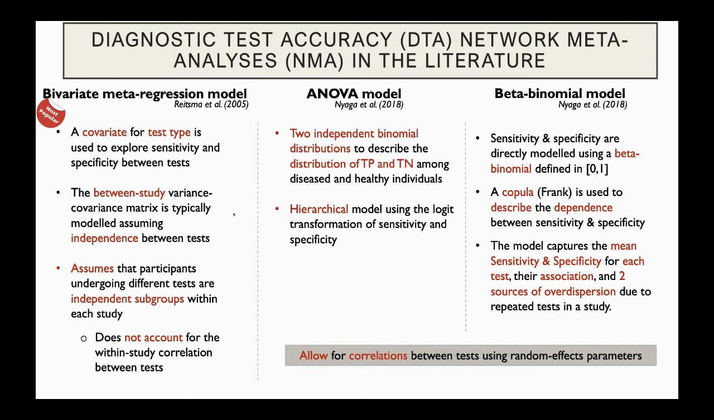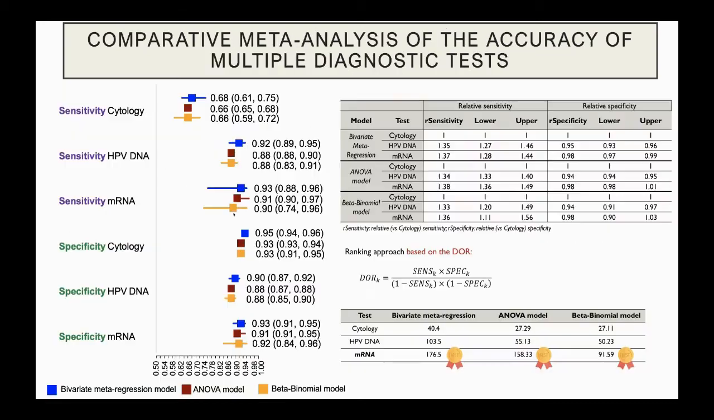The ANOVA DTA NMA and the beta-binomial models include a shared random effects parameter to account for correlation between tests. The ANOVA model is a hierarchical model using the logit transformation of sensitivity and specificity, whereas the beta-binomial model defines sensitivity and specificity through a beta-binomial in the interval of 0 and 1. The latter uses a copula to describe the dependence between sensitivity and specificity and provides us with the mean and over-dispersion of sensitivity and specificity.